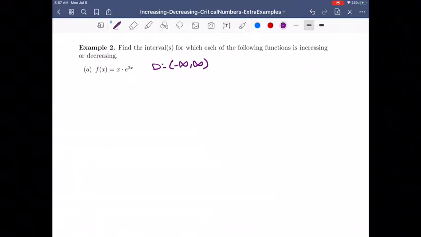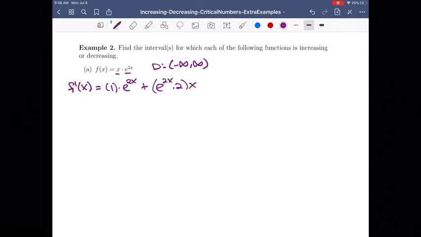So we want to find our critical numbers. So we want to take the derivative. Now here, we're going to need the product rule, because I have two things with x's multiplied together. So the derivative of the first one is 1 times e to the 2x, plus the derivative of e to the 2x, which is e to the 2x times 2, times our first function x. Now, if I simplify this, I can pull out e to the 2x, and I'm left with 1 plus 2x.